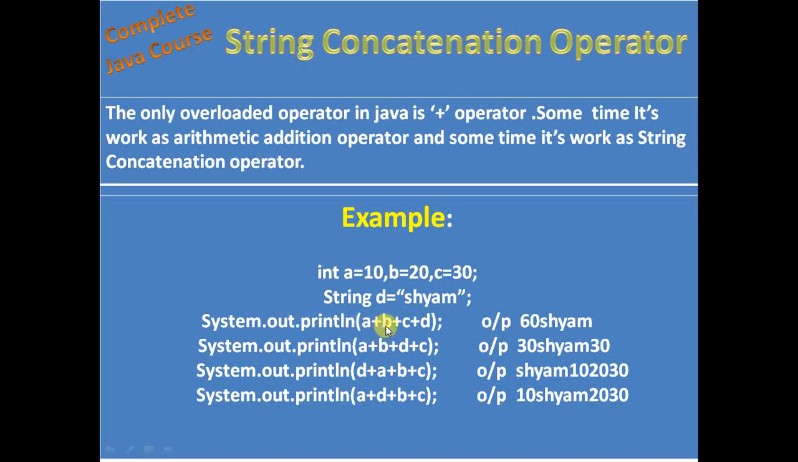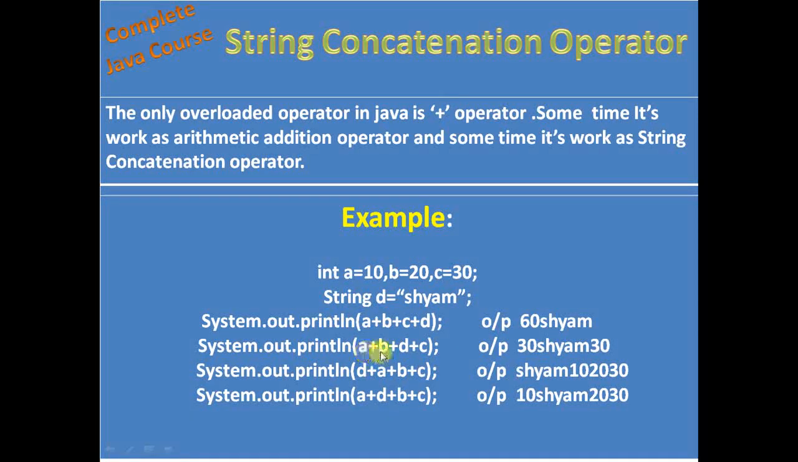a plus b is integer type, so it will add, and the result is 30. Then 30 plus c, which is 30, is also integer, so it becomes 60. Then it will add the Siam.